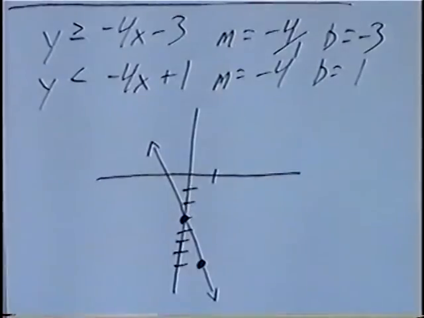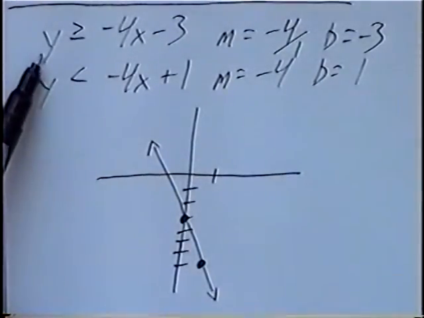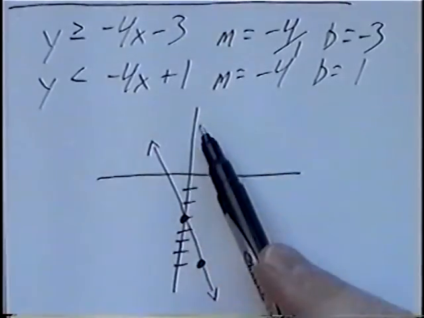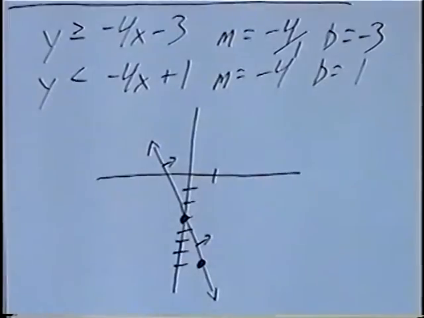For shading this graph, y is greater than negative 4x minus 3. If y is greater than, we'll shade everything above the line. In this case, it will be to the right side of the line.